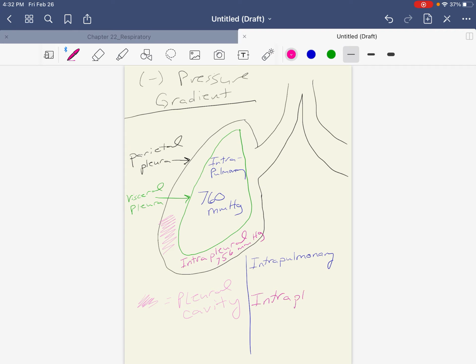So that in itself, folks, is the principle of the negative pressure gradient. Whatever the intrapulmonary pressure is, the intrapleural pressure must be less than intrapulmonary. So there is a negative pressure gradient, which in itself isn't that descriptive. So that's why I want to give you an example. Whatever the intrapulmonary pressure is, the intrapleural pressure must be less.